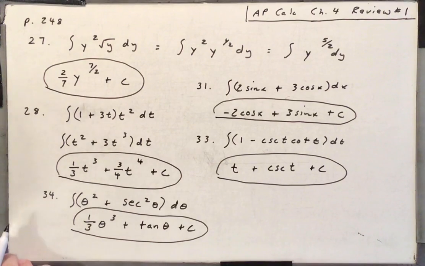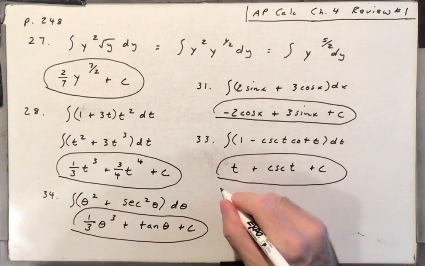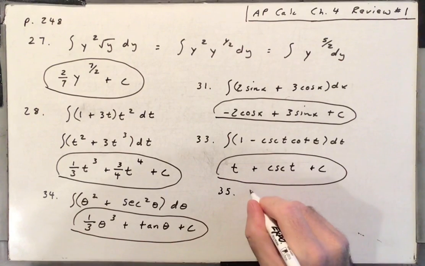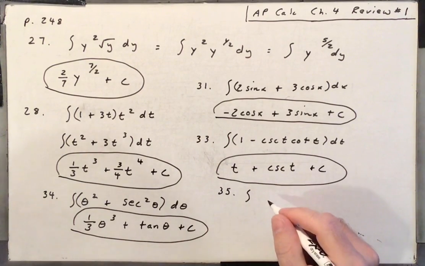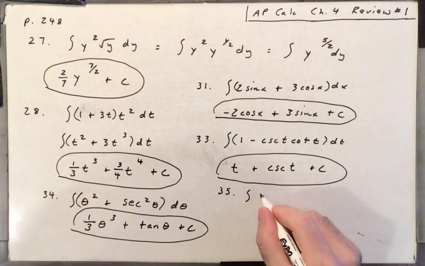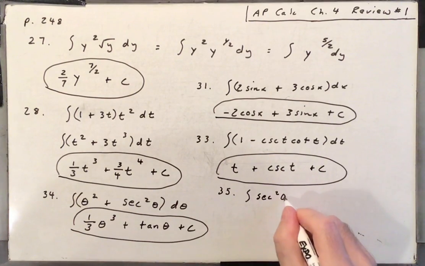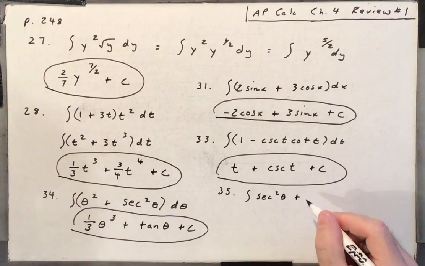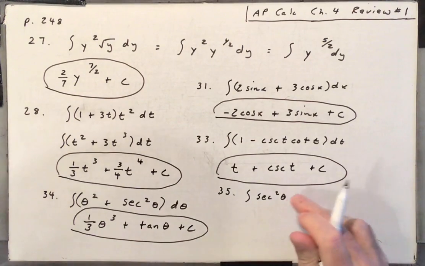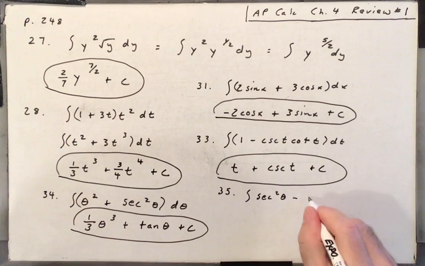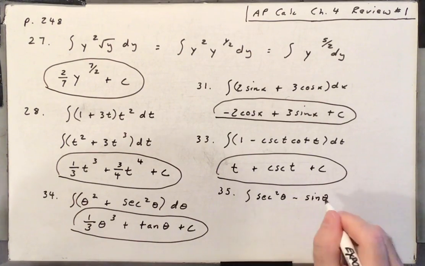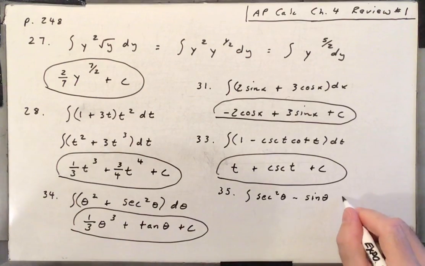Boom. All right, the next one on my list is 35. And I'm going to take a chance and see if I can. I'm working around a music stand here. That's why my writing is suddenly a little bit wonky. Secant squared theta plus, nope, that's not what it says. It says minus sine theta d theta.